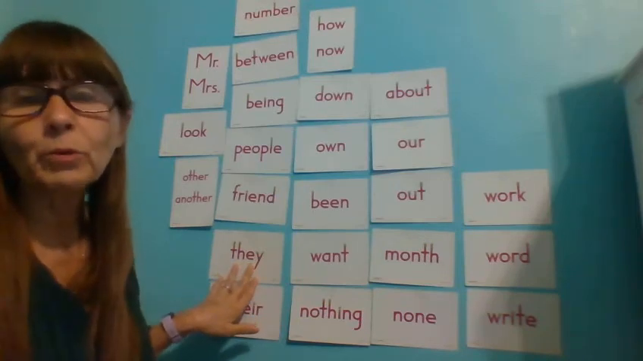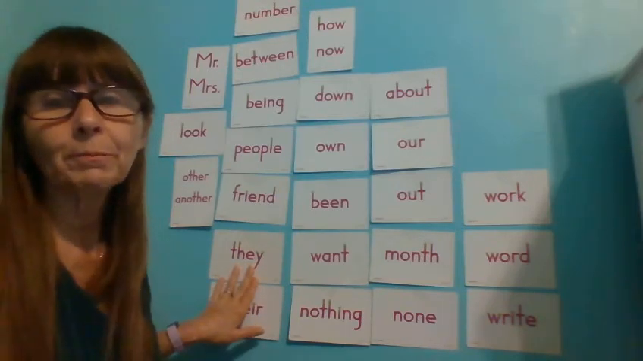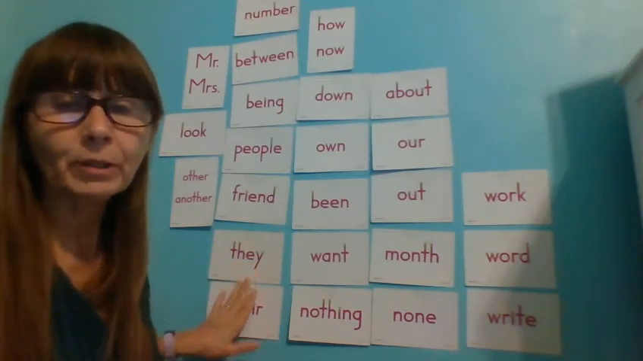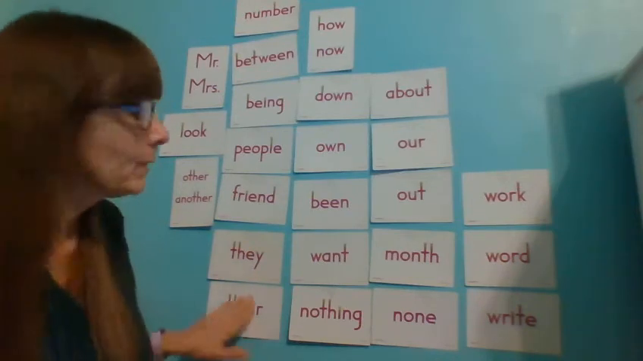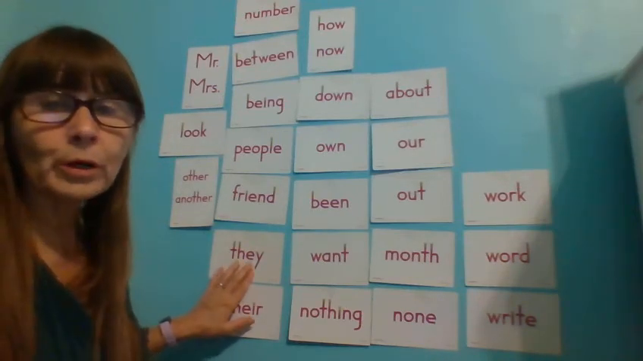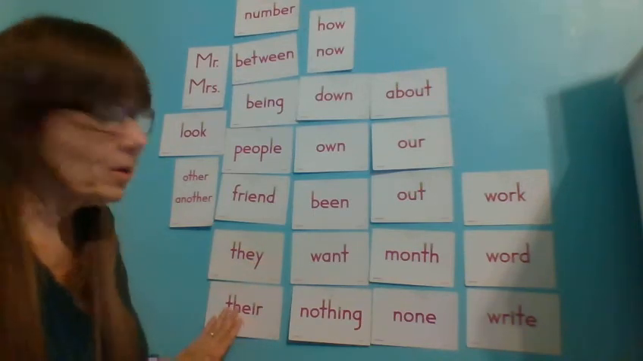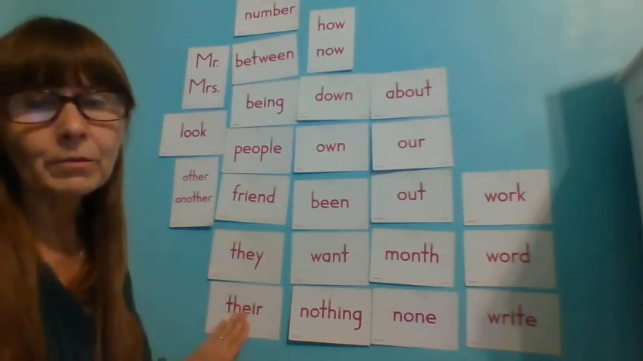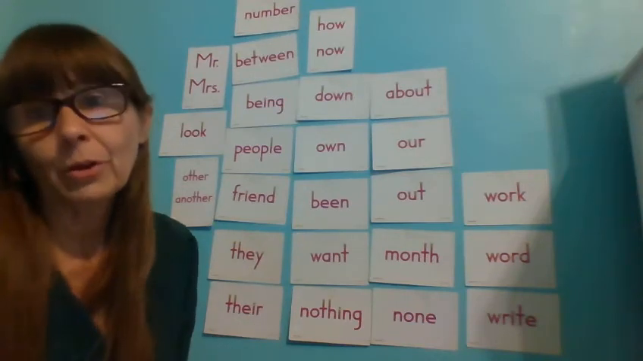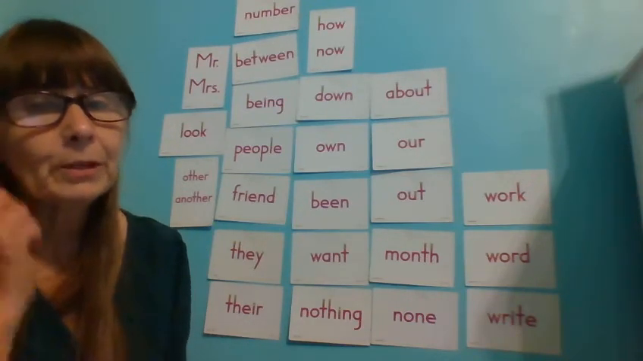Then we get to this word, which we learned a long time ago, but I put it up here just because it kind of relates to the next word, there. So we have they, or the Y, they, there, the IR. The IR is a strategy for remembering how to spell it correctly.